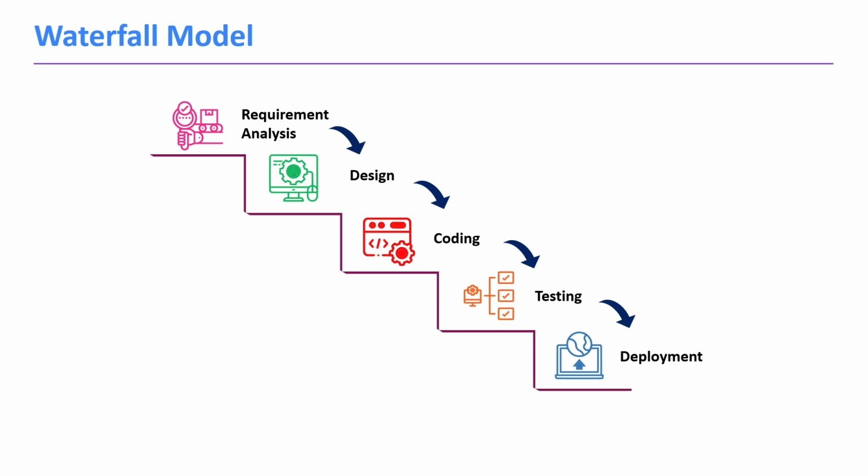And it is a sequential type of model which is used for small projects where the requirements are clearly understood and fixed. Means throughout the development the requirement is not going to change. At the initial phases only, the requirement is completely understood and fixed.